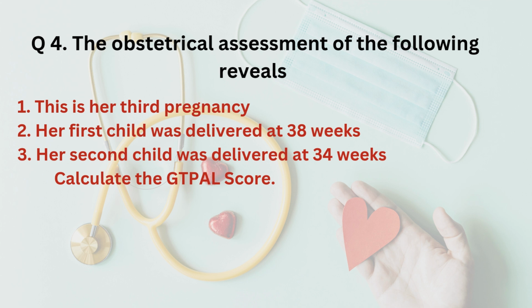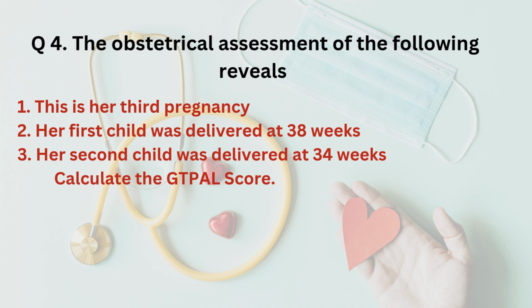Here, according to this scenario, this is her third pregnancy, meaning G, that is gravida, is 3, because one was preterm, one was a term baby, and now she is pregnant. That means gravida is 3. Term births: her first child was delivered at 38 weeks. Hence this is a term baby. That is, T is 1.